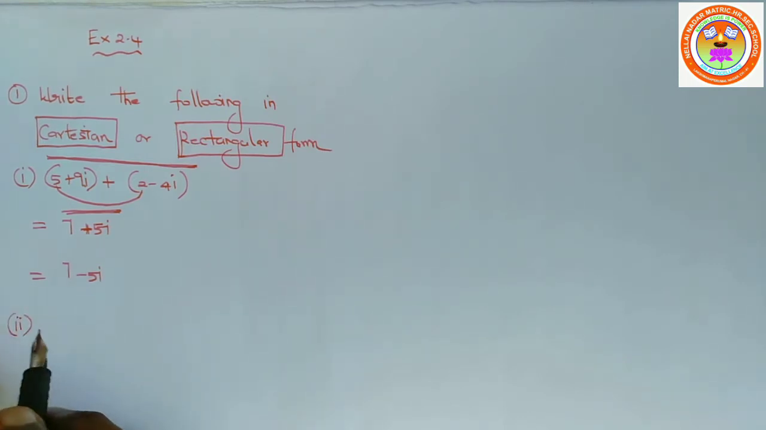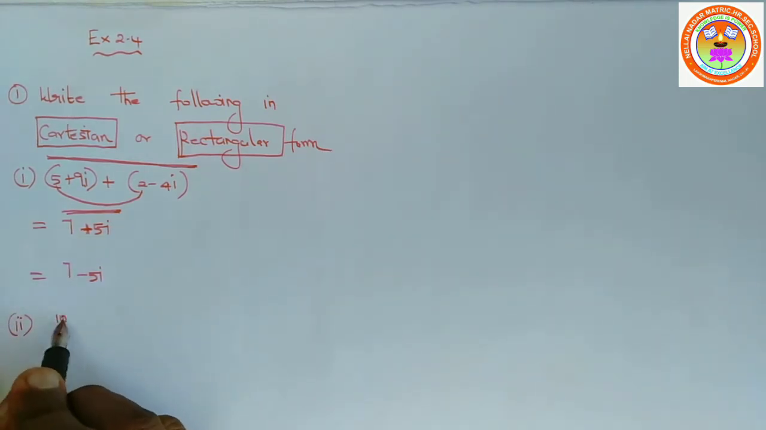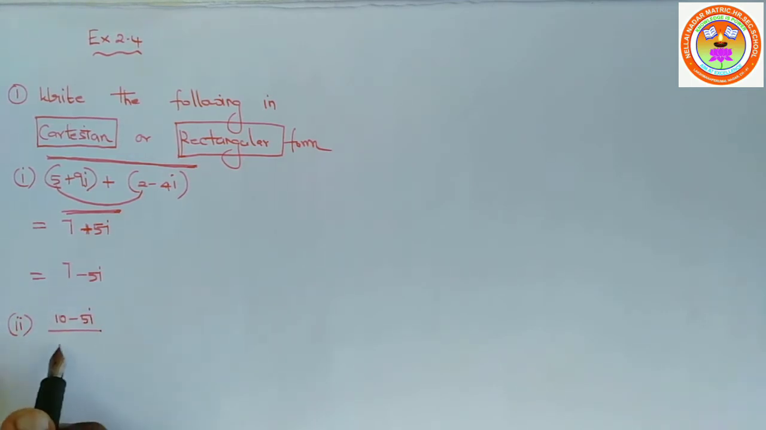Next is the second subdivision: 10 minus 5i divided by 6 plus 2i. I forgot one thing: this is the Cartesian or rectangular form because it is real followed by imaginary, as I taught in the previous exercise. First write the real part and then the imaginary part. This is a proper rectangular form. The numerator is a complex number and the denominator is also a complex number. I already told you a complex number should not be present in the denominator, so I want to make a conjugate.